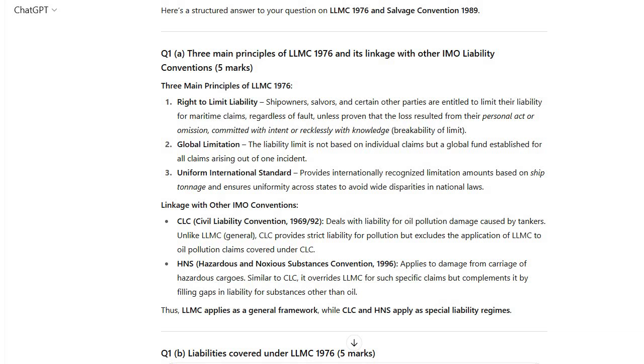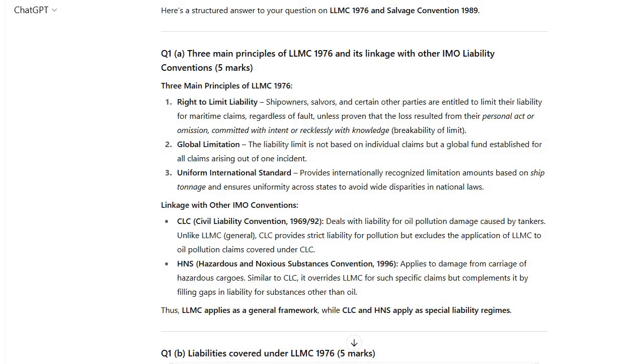Again, to remember: right to limit liability, the global limitations, and uniform international standards. Now, linkage with other IMO conventions. This is very important. The Civil Liability Convention 1992 deals with liability for oil pollution damage caused by tankers. Unlike LLMC, which is general, CLC provides strict liability for pollution but excludes the applicability of LLMC to oil pollution claims covered under CLC.